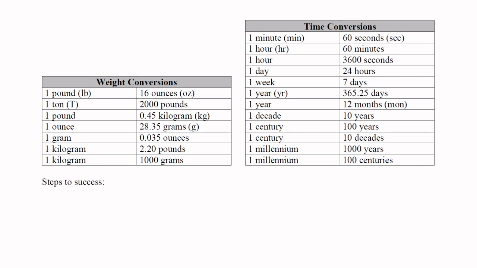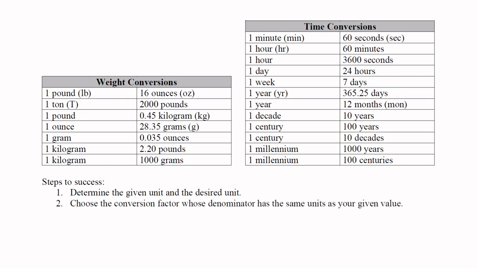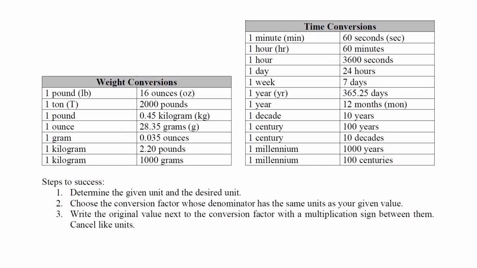So, in order to do this successfully, you're going to determine the given unit and the desired unit. You're going to choose the conversion factor whose denominator has the same units as your given value. Then you're going to write the original value next to the conversion factor with a multiplication sign between them. And then you're going to cancel the like units. Then multiply the resulting equation across the top and the bottom. Now, I know this is a lot of kind of word soup, but I think these steps to success will make more sense when you see an example.